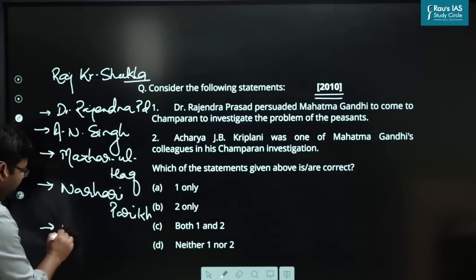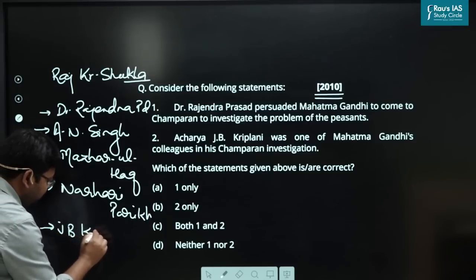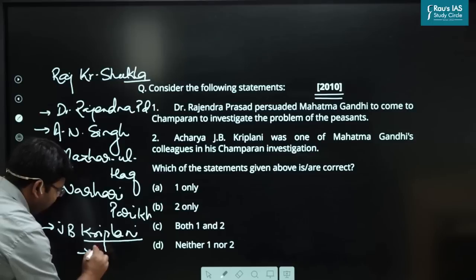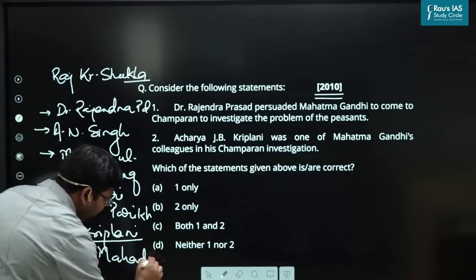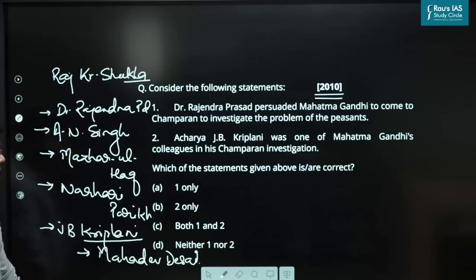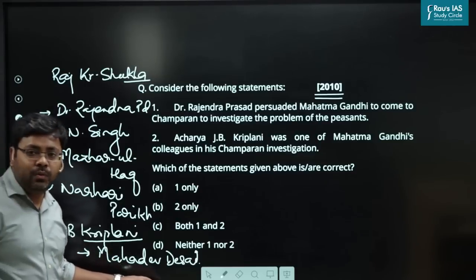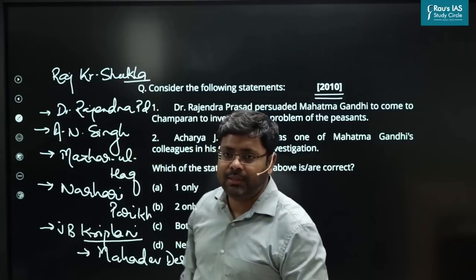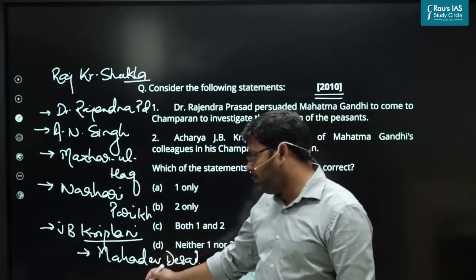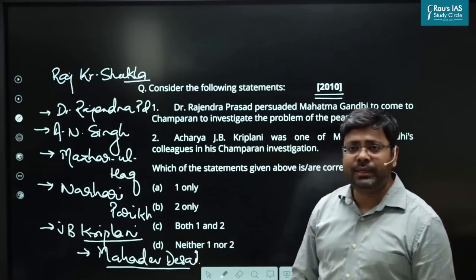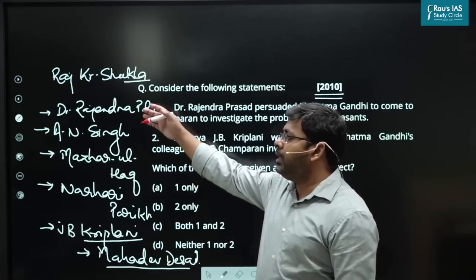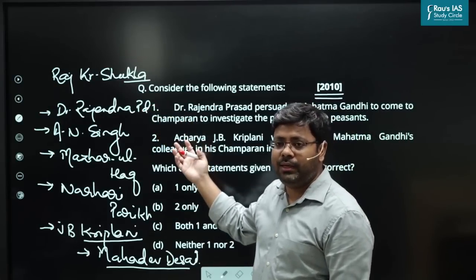Then Acharya J.B. Kriplani. Then Mahadev Desai. Now it's very interesting to know that Mahadev Desai was also the personal diarist of Gandhiji, and we know so much extra information about Gandhiji because of the diary that was maintained by Mahadev Desai. Many leaders supported Gandhiji in this Champaran Satyagraha.